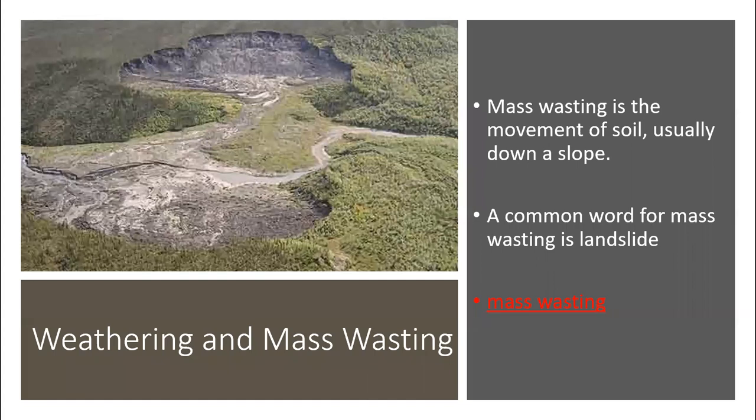So, weathering and mass wasting. Mass wasting is the movement of soil, usually down a slope. A common word for mass wasting is a landslide. And this short video, again, with the link in the description below, is an old video, but explains it very well. And this is an image of what it may look like. So you see all this is going down, most likely into this river, right? You can see that it went there.